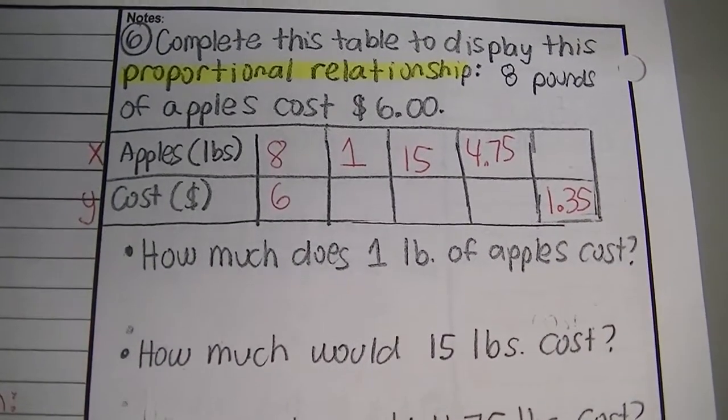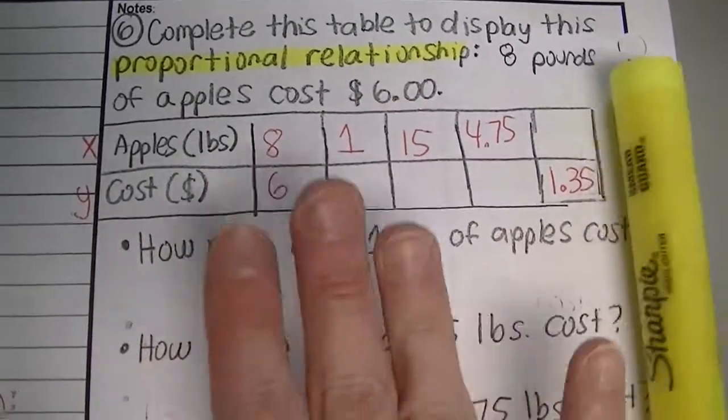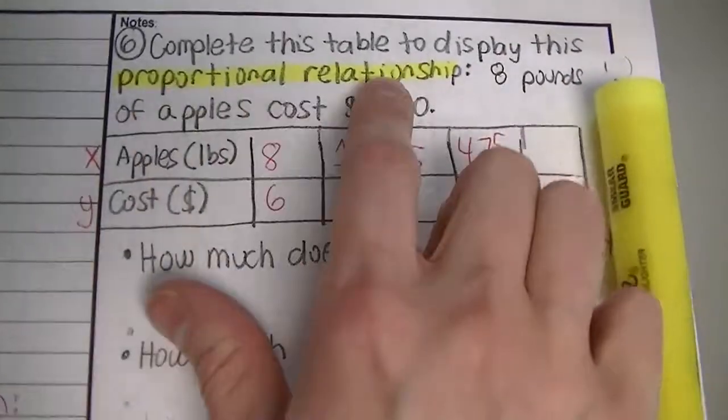Okay, so we have to continue this proportion. It's got to be a proportional table because it tells us right here.